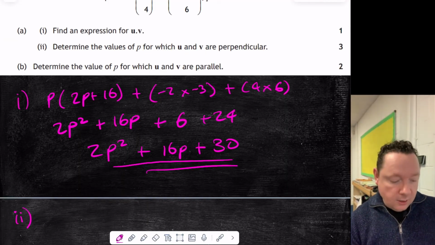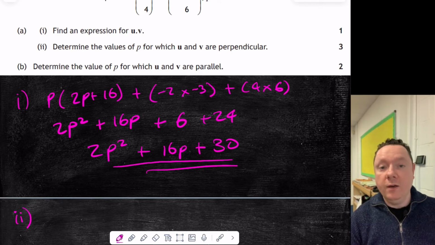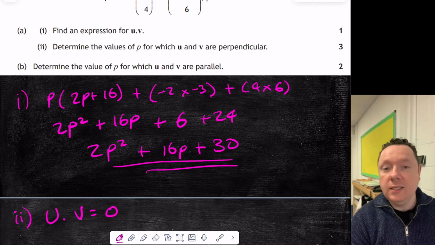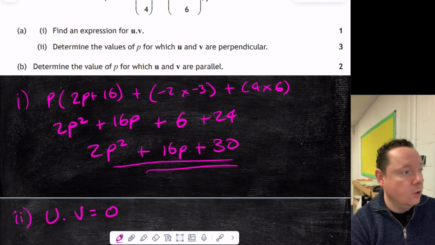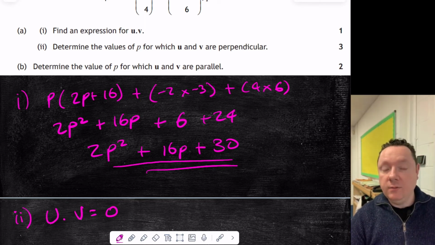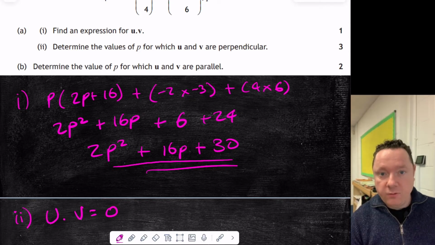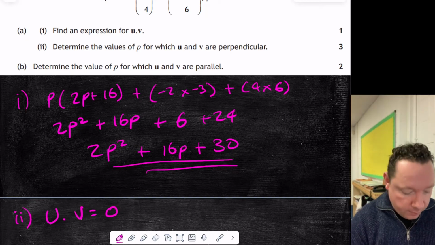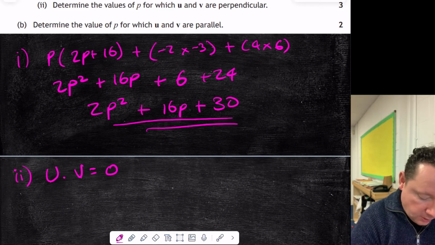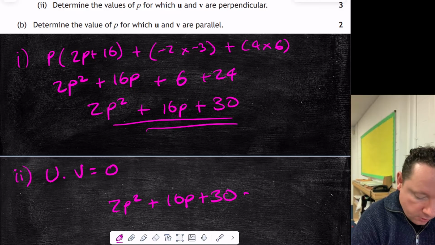Part 2. Determine the values for p for which u and v are perpendicular. Well, if u and v are perpendicular, that means that u dot v equals 0. And why is that? Well, if you look at the start of the exam paper, you're given the formula sheet, which says that u dot v is also the size of a times the size of b times the cosine of theta. Now, if theta was 90, cosine 90 is equal to 0, so u dot v is 0 when they're perpendicular. But you could just memorise that. So u dot v equals 0 means I can write 2p squared plus 16p plus 30 equals 0.